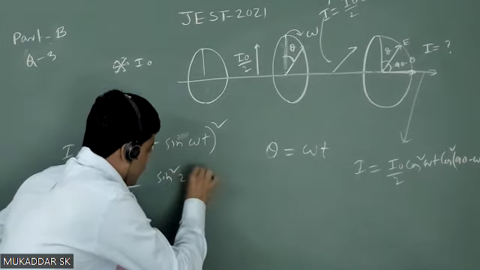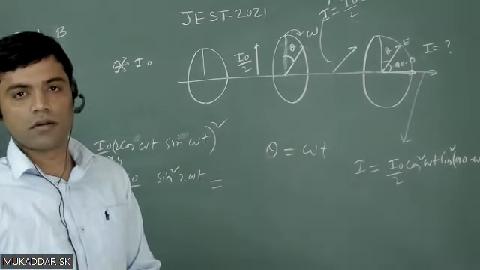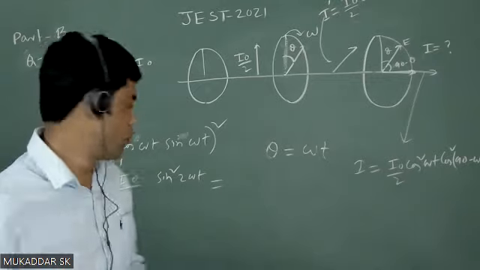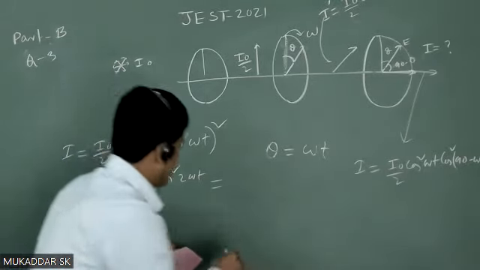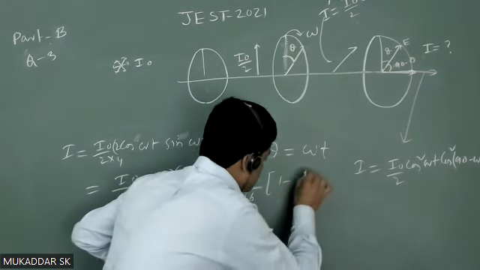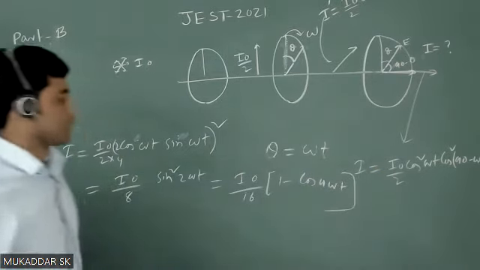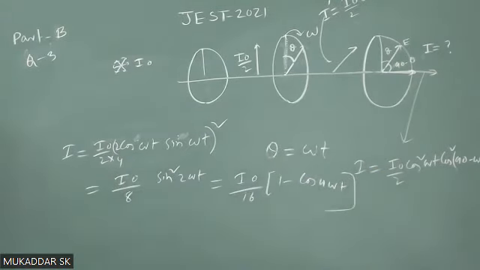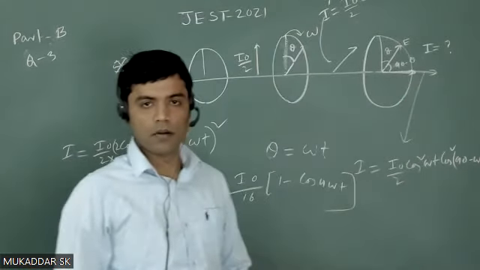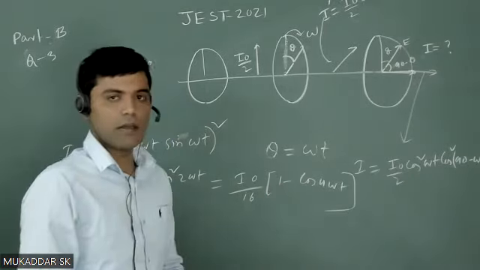We know the formula: sine square theta is nothing but 1 minus cosine 2 theta by 2. If I apply this formula, I get I naught by 16 times 1 minus cosine of 4 omega t. So this will be the intensity of the ray crossing through the third polarizer: I naught by 16 times 1 minus cosine 4 omega t. Okay, thank you.